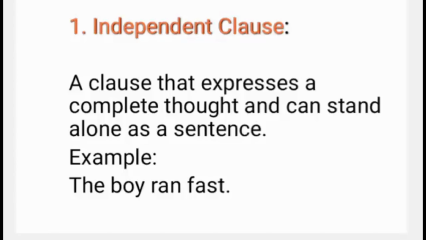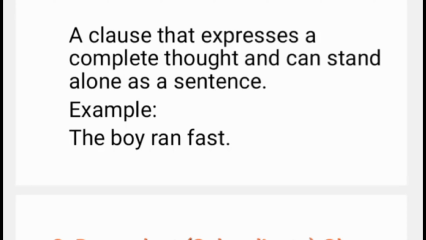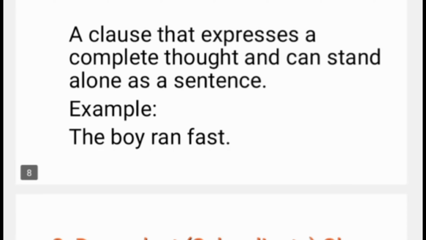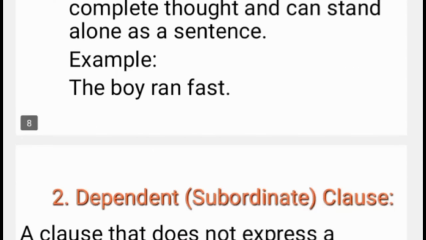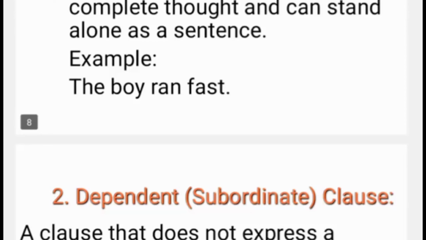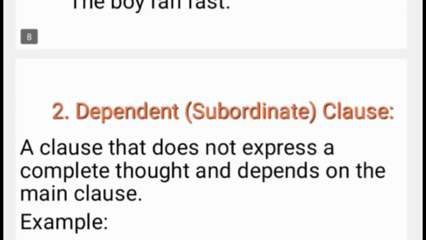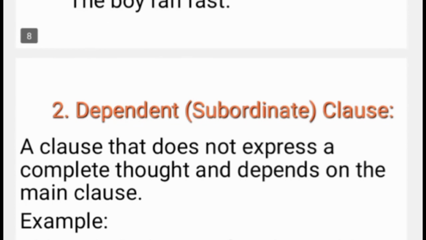So, types of clauses. Number one type of clause is the independent clause. A clause that expresses a complete thought and can stand alone as a sentence is known as an independent clause. When a clause expresses a complete thought and stands on its own, it is known as an independent clause. Example: the boy ran fast.